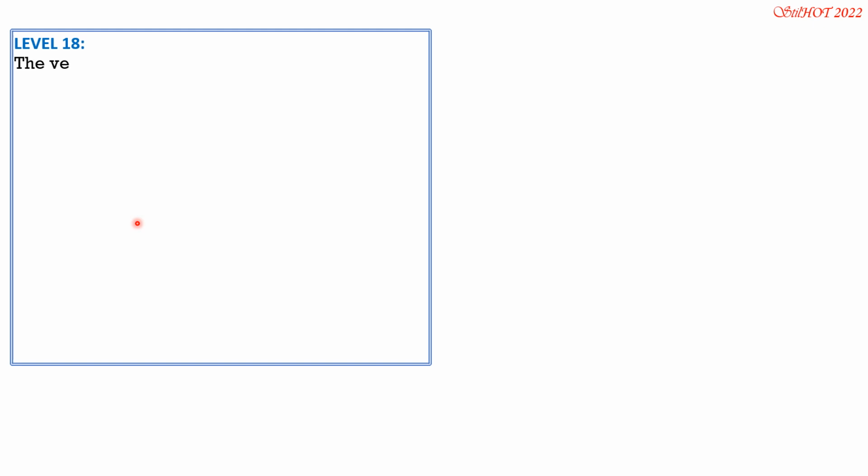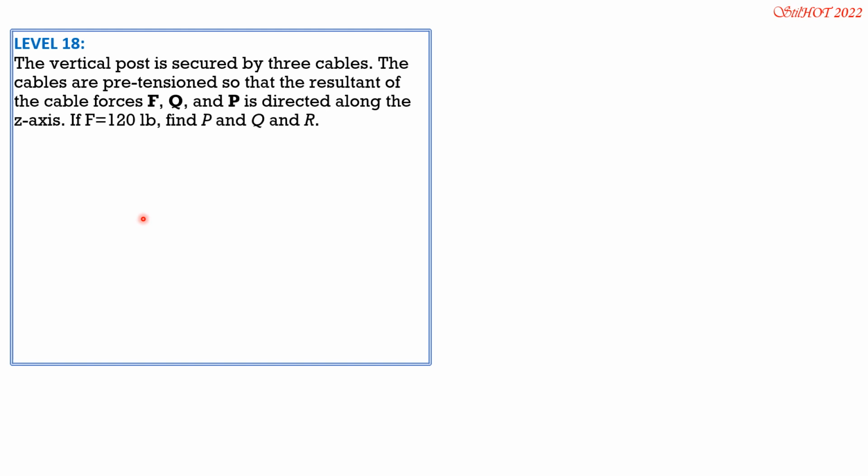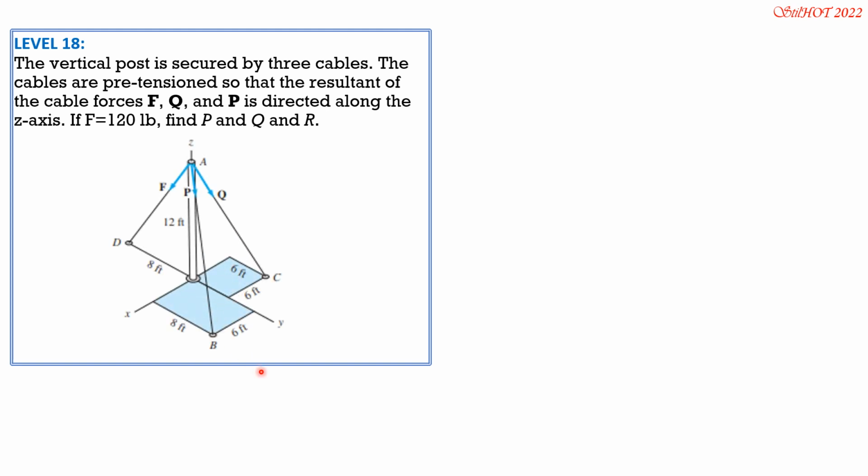Level 18. The vertical post is secured by 3 cables. The cables are pretensioned so that the resultant of the cable forces F, Q, and P is directed along the z-axis. If F is 120 pounds, find P, Q, and R. So here is the given figure.